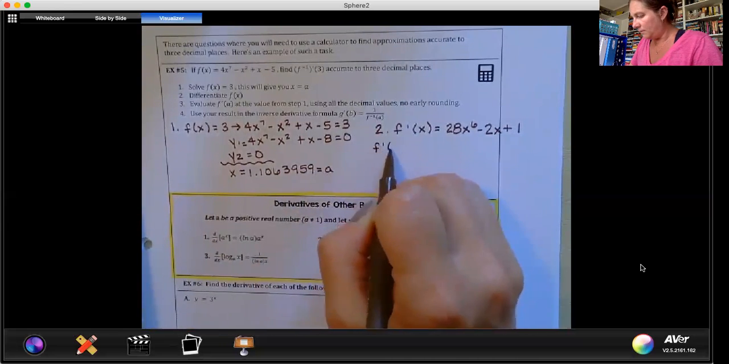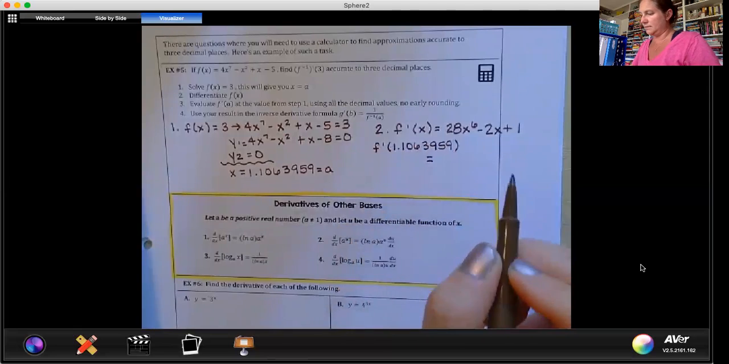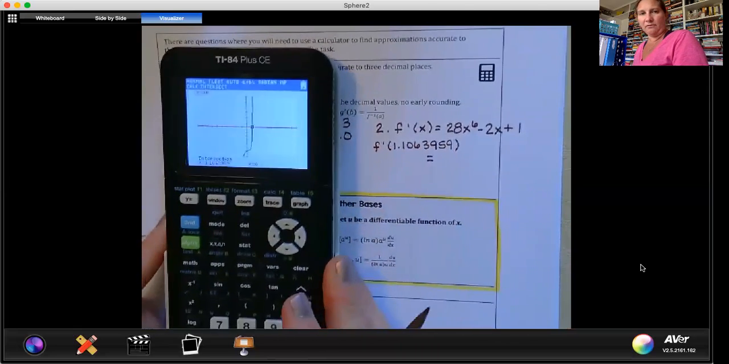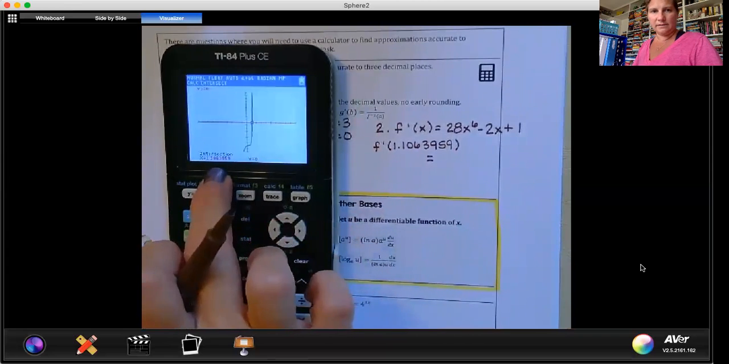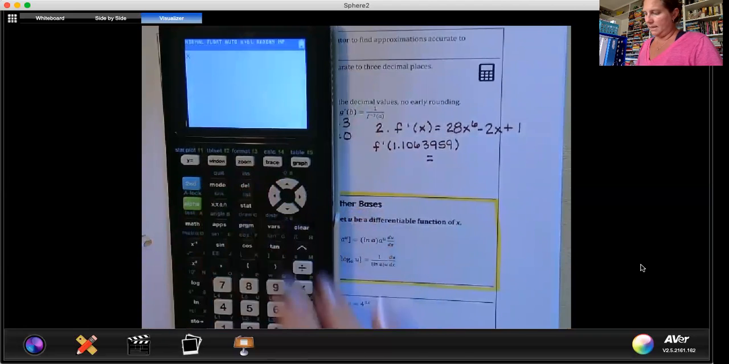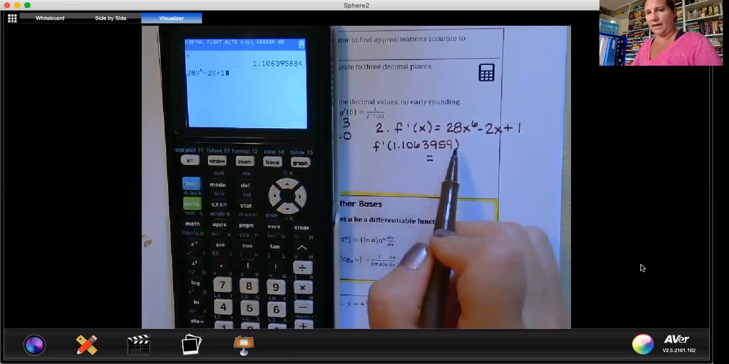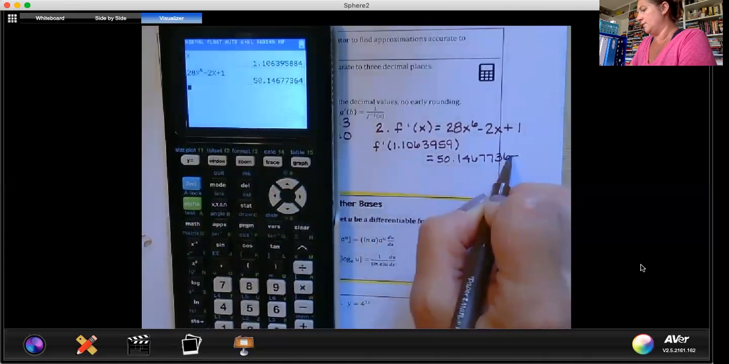So f prime of a is 1.1063959, and again, we're not rounding. Here's how we do that from this graph. You see that number is already stored in x? So second quit, type in x and enter, and it's in there for you. So we're going to type in our derivative, 28x to the 6th minus 2x plus 1, and f prime of a is 50.1467736.